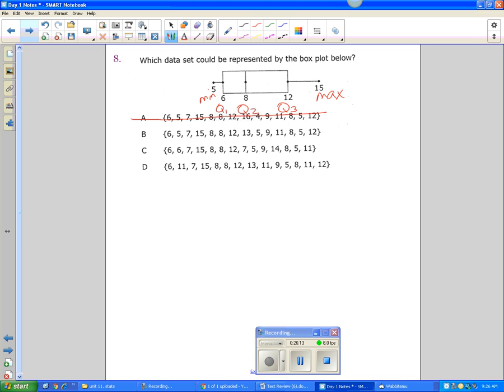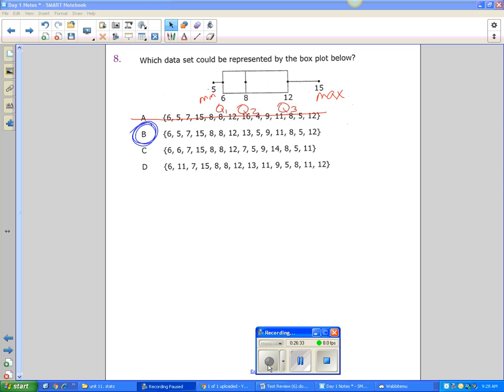Okay, so I need to type in answer choice B in stat, and we need to see if it gives us Q1, Q2, and Q3 that match. So you need to type in B in stat. So B gives us Q1, Q2, and Q3 from stat in the calculator. If it didn't work, you'd have to try your other answer choices.